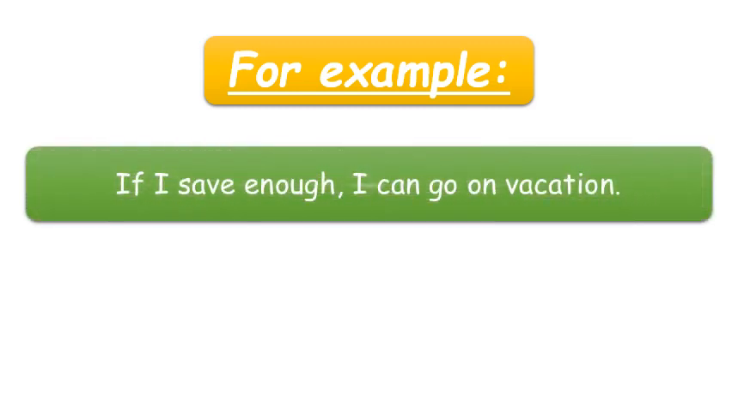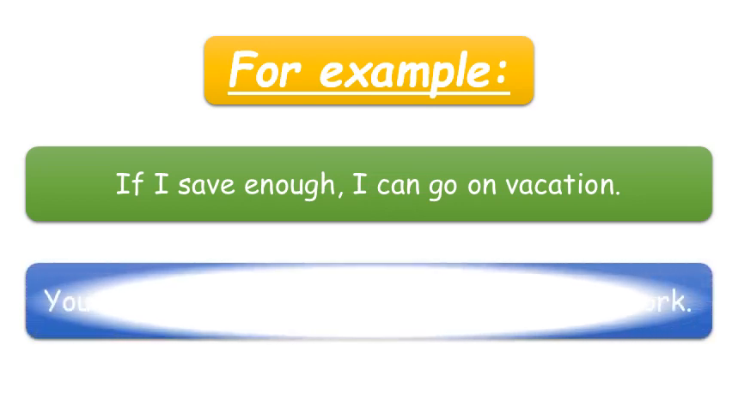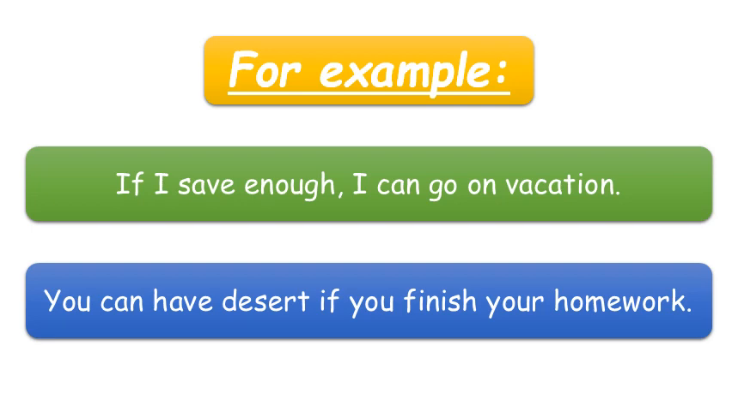To clarify the meaning of conditional sentences, let's see some examples. Number 1. If I save enough, I can go on vacation. Number 2. You can have dessert if you finish your homework. So these were the examples of conditional sentences. The meaning of the conditionals depends on the verb form, which has several different patterns.